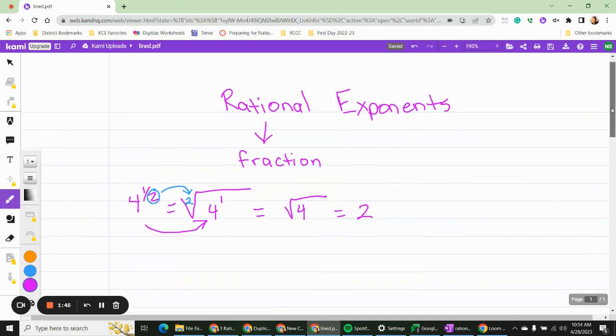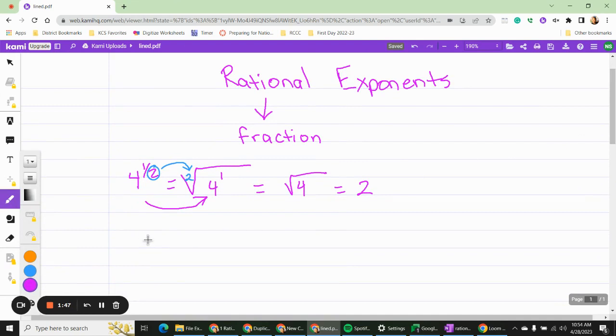Now let's try this again with 16 to the 1/2 power. Now you rewrite it. Rewrite it with a radical. As you rewrote it, you should have gotten the square root of 16, which is equal to 4. And that's actually it.